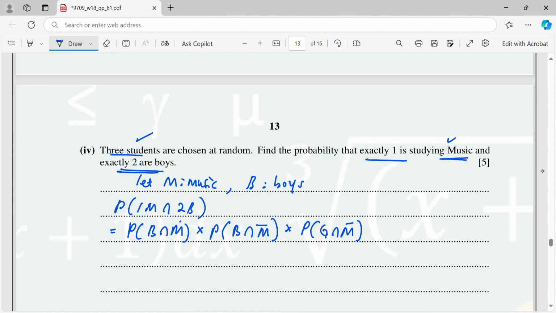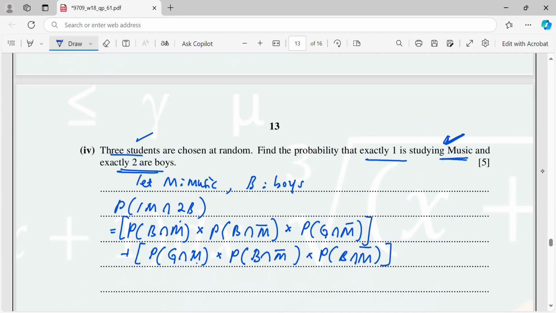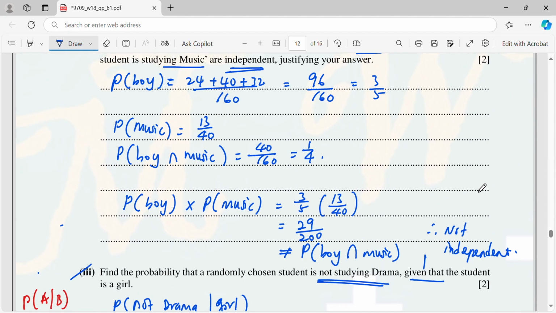So now, or, it is plus. Probably I would say the girl and music, and now the music is already taken, one of them, but it is girl. That means the other 2 boys will not be music. Okay, so these are the 2 cases that satisfy the condition. 3 students are chosen. So now, when you consider this, okay, boy and music, let's check the table.